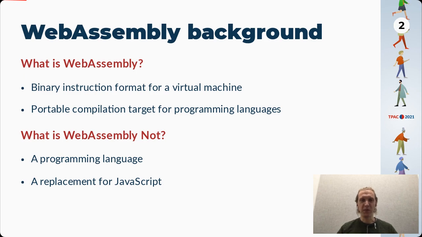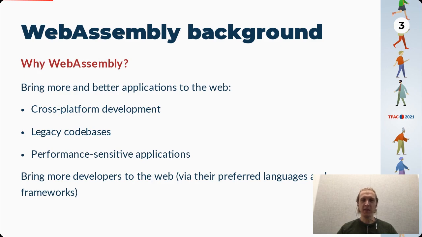JavaScript is an instruction format for a virtual machine, but it's also a programming language with its own style and conventions. So even aside from the benefit of using your favorite language, having another lower level way to express computation allows adding capabilities to the web without trying to force every programming language concept ever invented into a single language. But why do we want to do this in the first place?